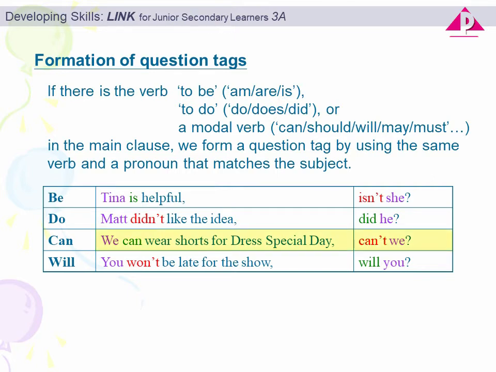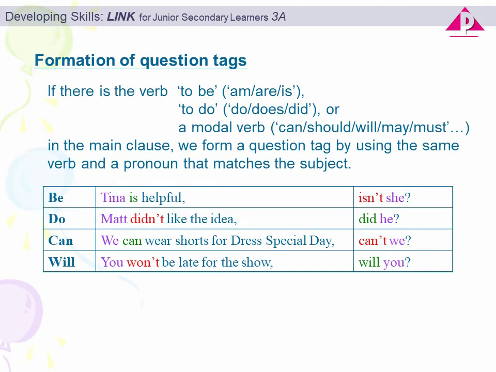We can wear shorts for dress special day, can't we? You won't be late for the show, will you? The same goes for modal verbs such as can, will, should, etc. Simply change the modal verbs from negative to positive or vice versa.